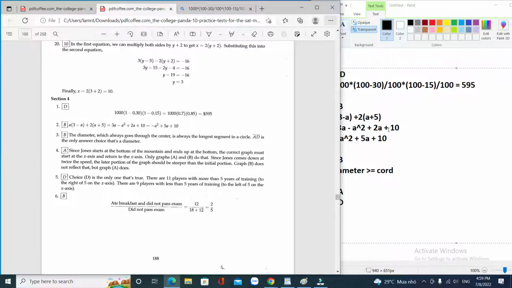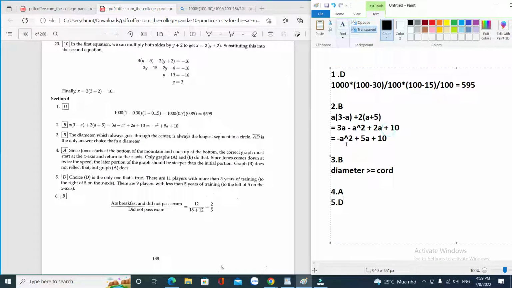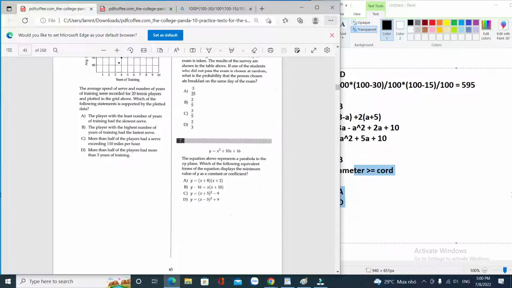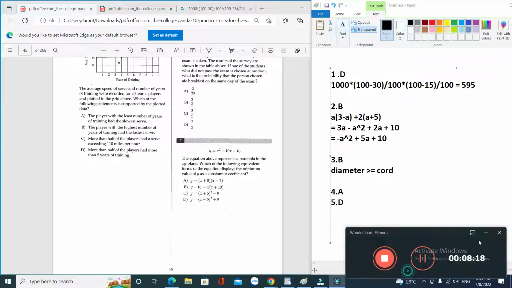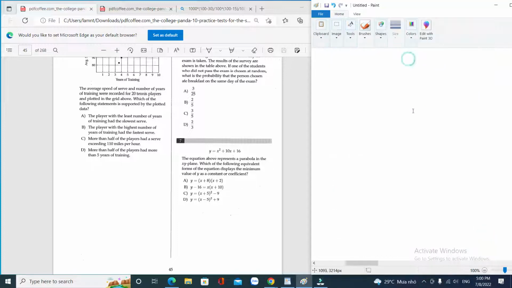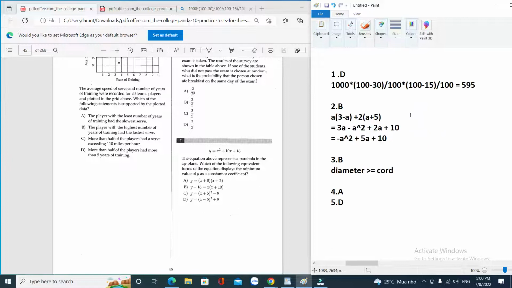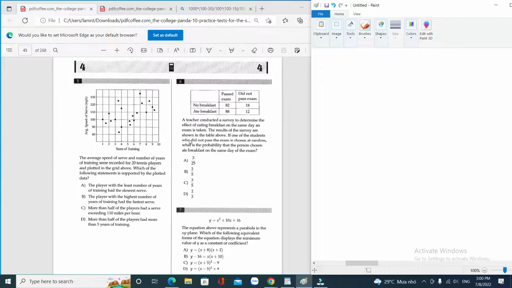1 is D, 2 is B, 3 is B, 4 is A, and 5 is D. So this is correct. Okay, that's correct. Alright, let's do from number 6.